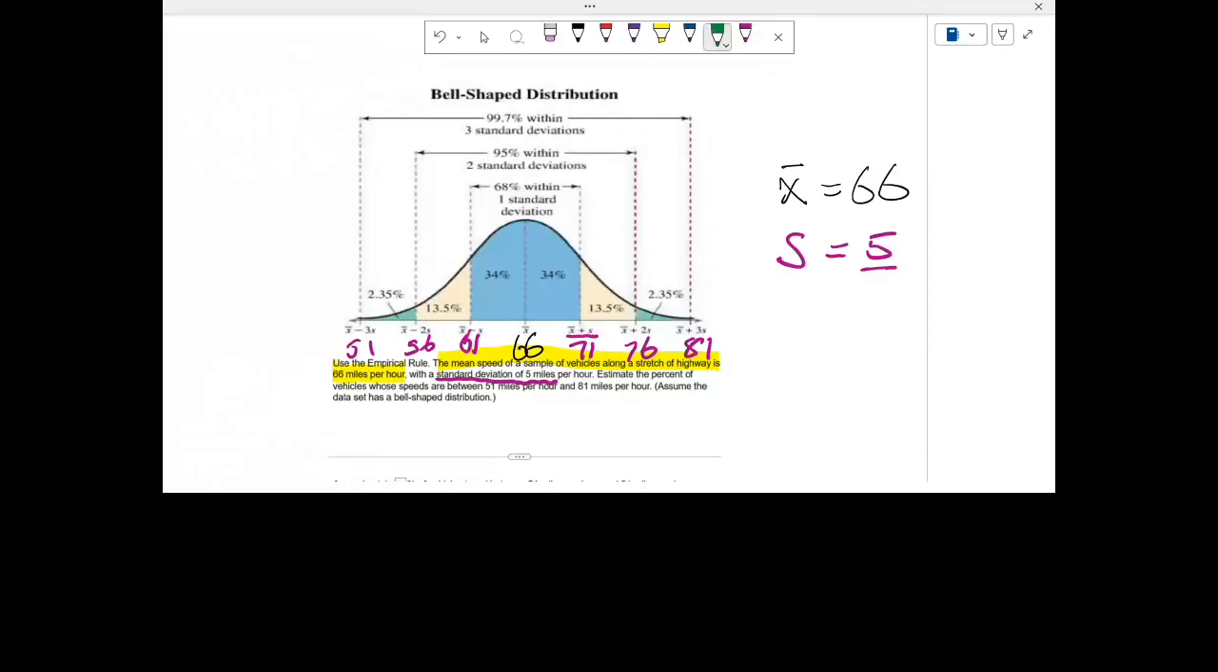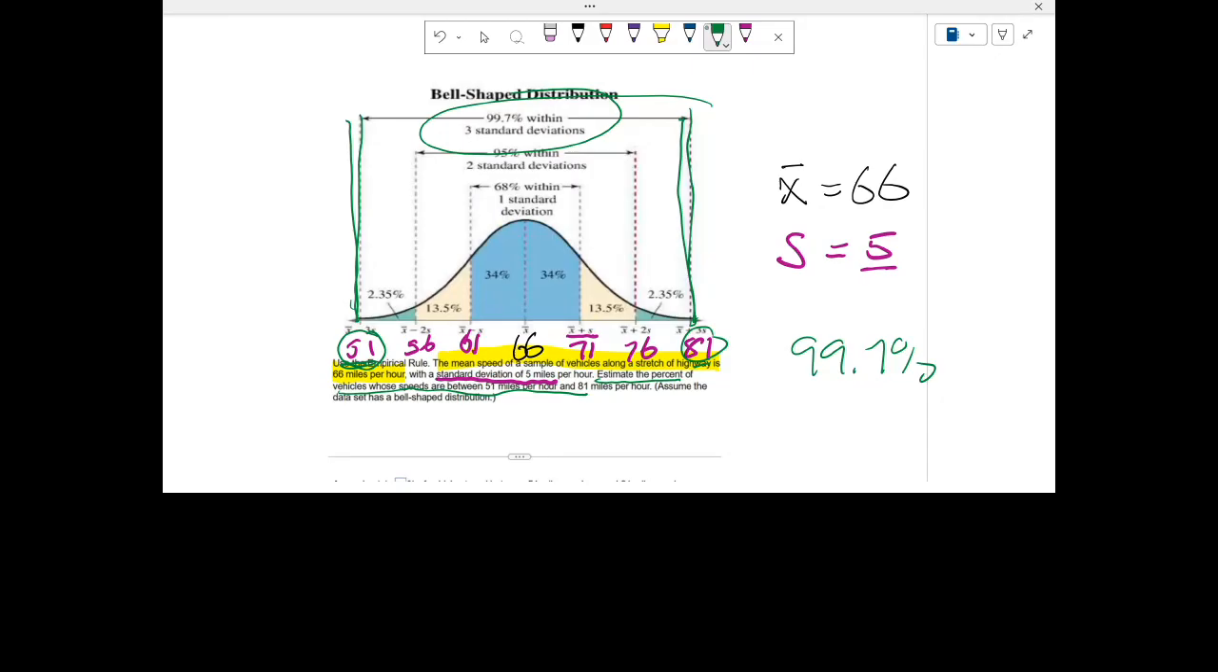Okay. Now, the reason why I want us to do that is when I look at the next part right here, where it says estimate the percent of vehicles whose speeds are between 51 miles an hour and 81 miles an hour. Look, y'all, here's 51, here's 81. And I want to know what percent falls within that range. What percent would you say? Wouldn't we say 99.7%? Because here's the 51, here's the 81. I'm just going up. And when we're looking at all three, everything in there falls within 99.7% of my numbers.